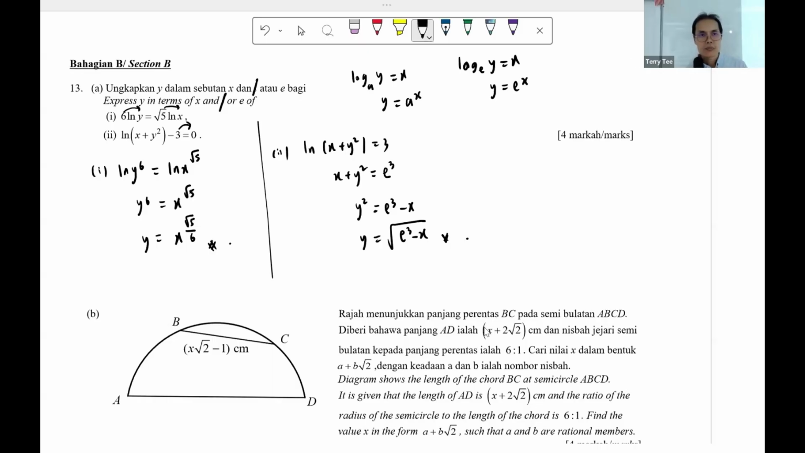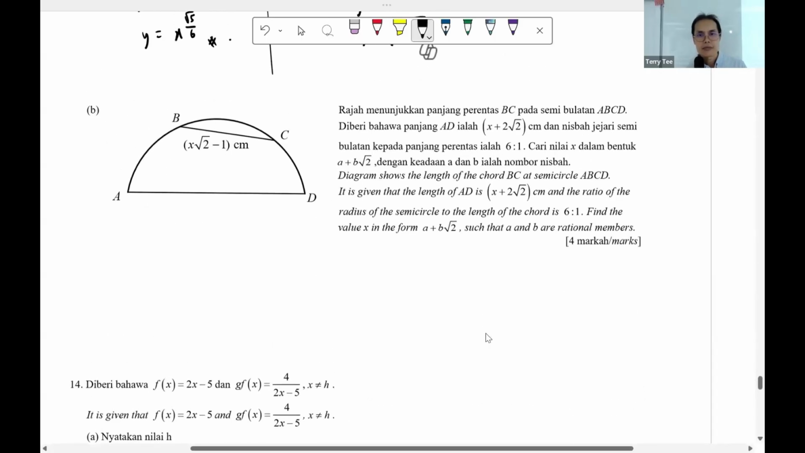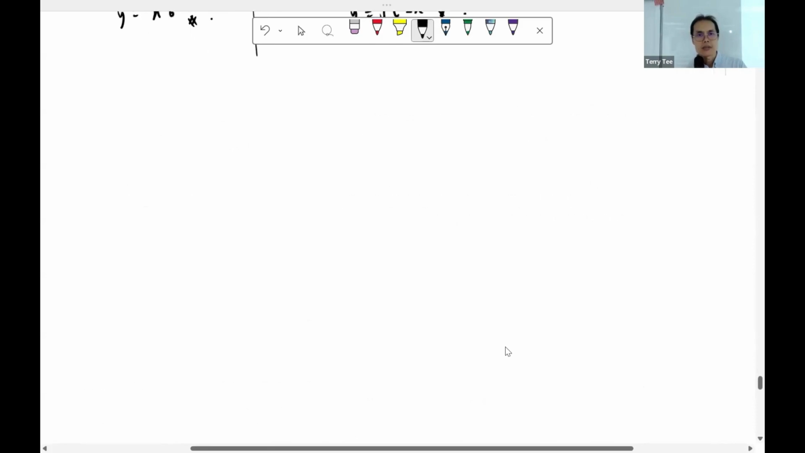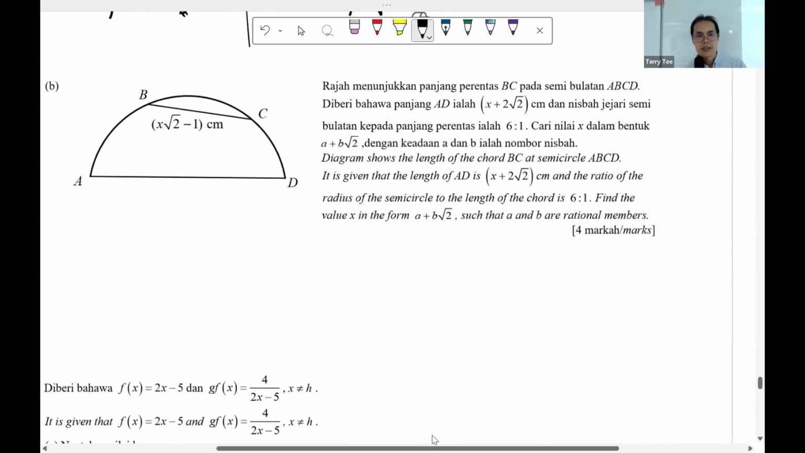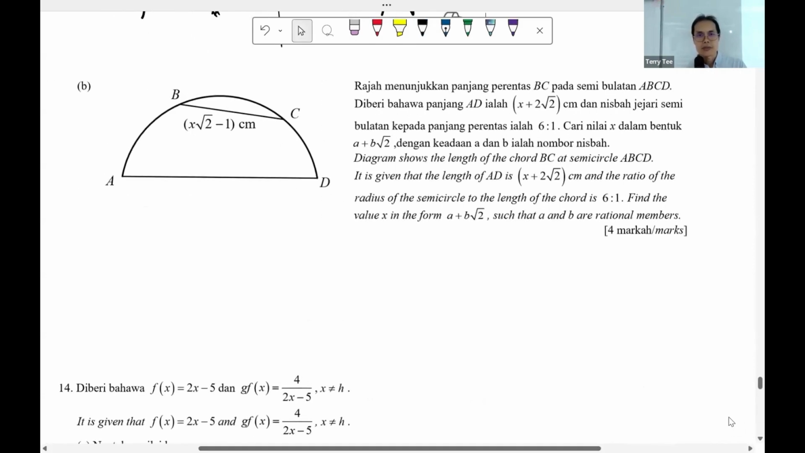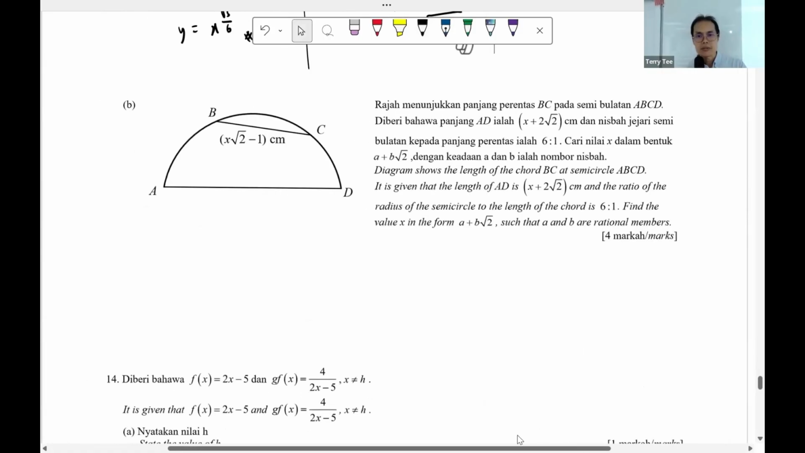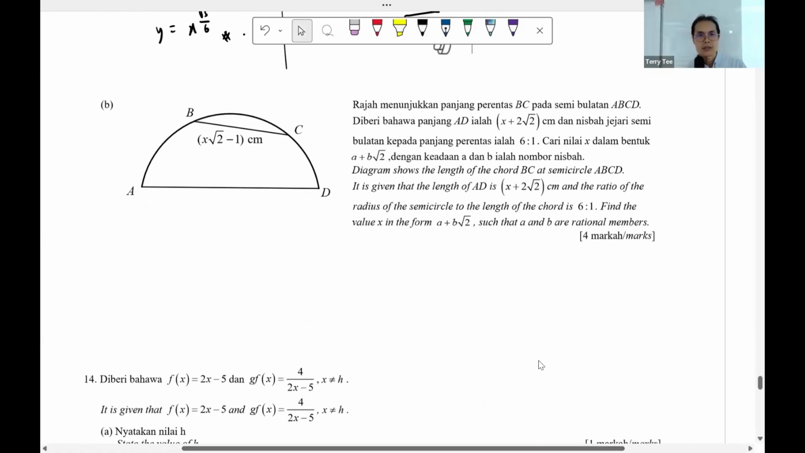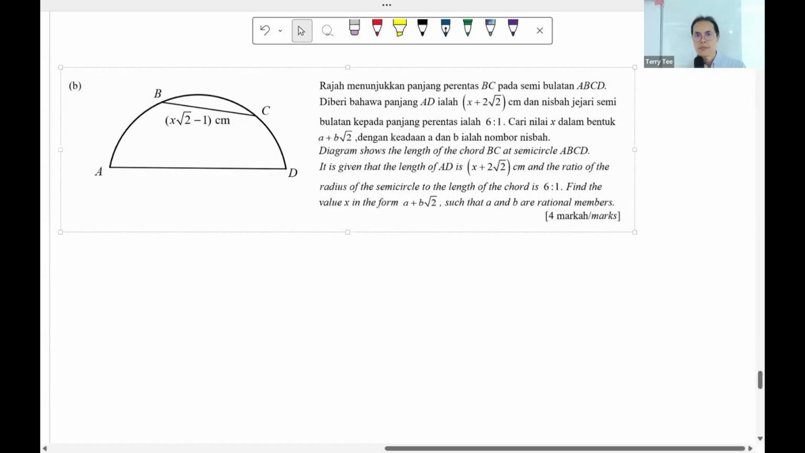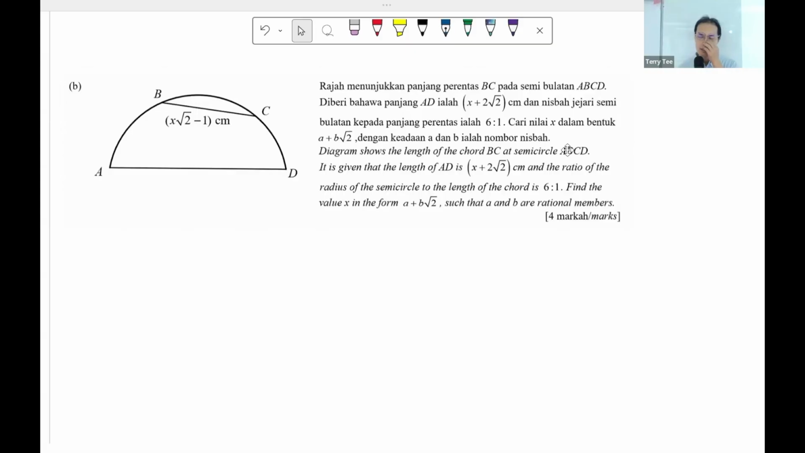Okay, let's move on to part B. This is involving sets. All right, so let's begin. Okay, this one involving sets. This is from chapter 4 as well.